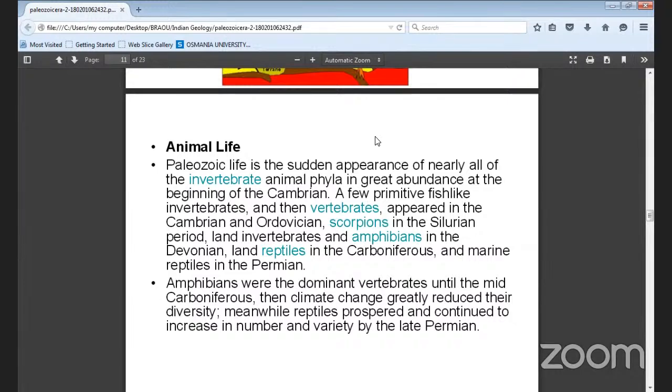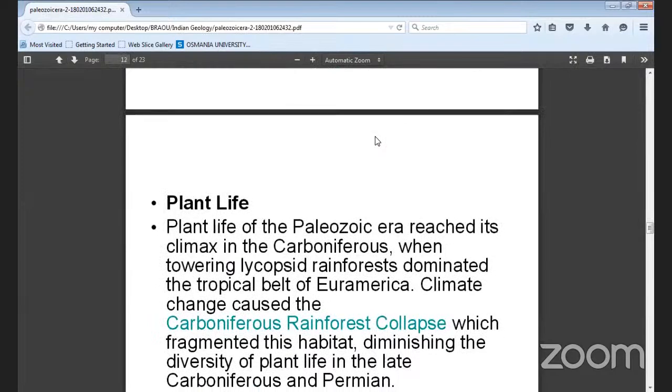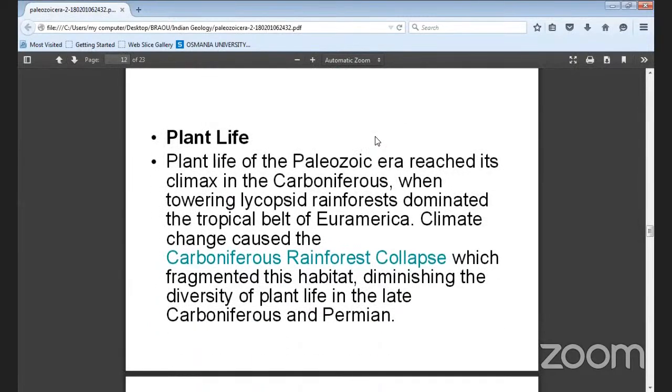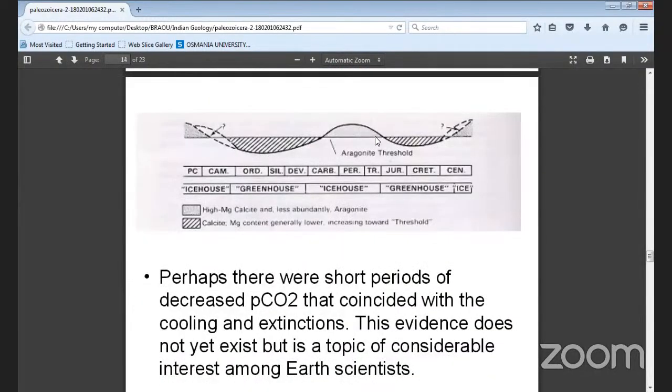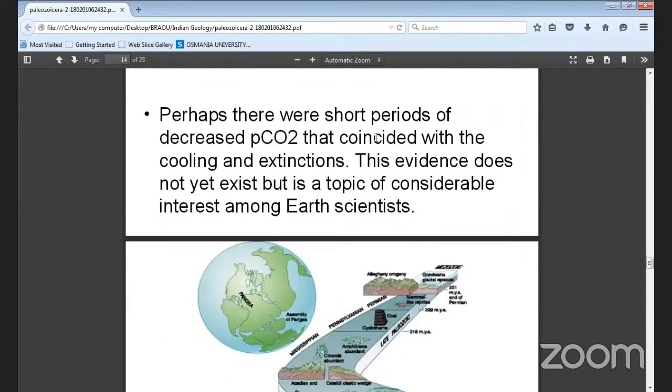Amphibians were the dominant vertebrates until the mid Carboniferous, when climatological changes greatly reduced their diversity. At the same time, the reptiles were prosperous and continued to increase in number and variety by the late Permian. And also we will see some plant life also.